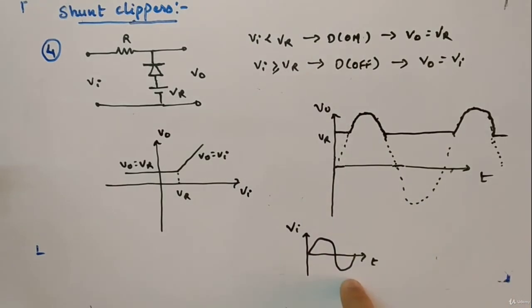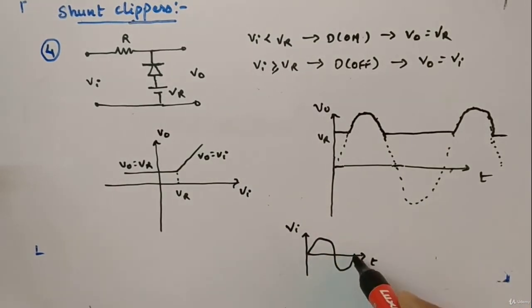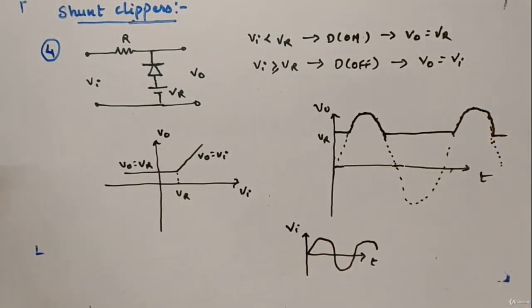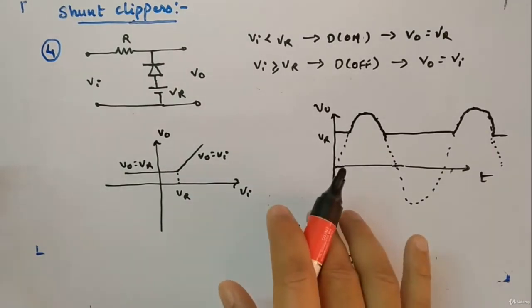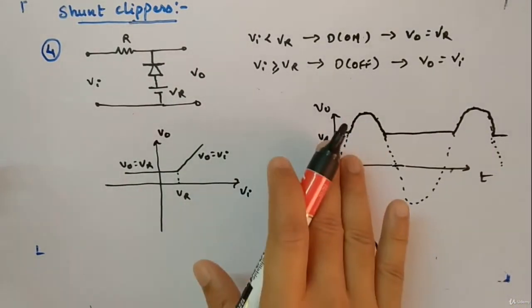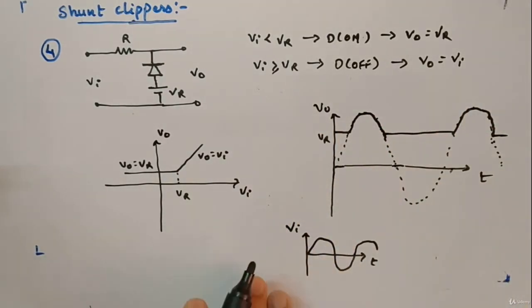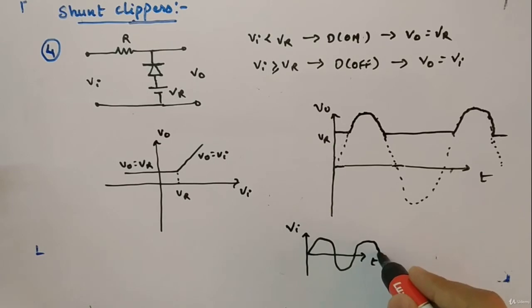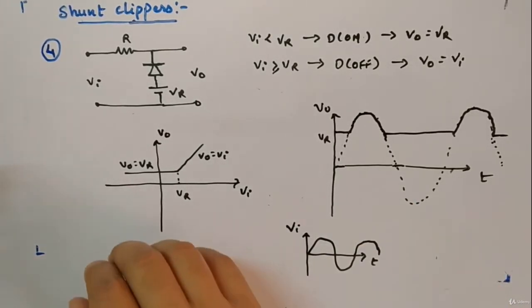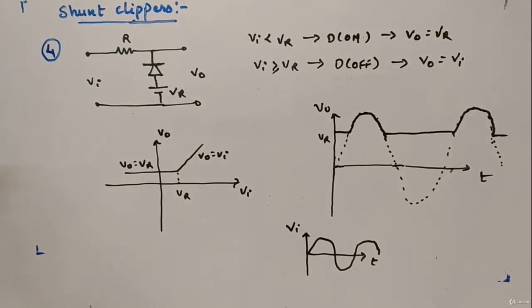If you give an input like this, it will clip the part of the input signal below VR, and it will pass the part of the input signal above VR. Okay, so this is how the output signal will look like. So this is model 4. Now we will look at what will happen when VR is negative.